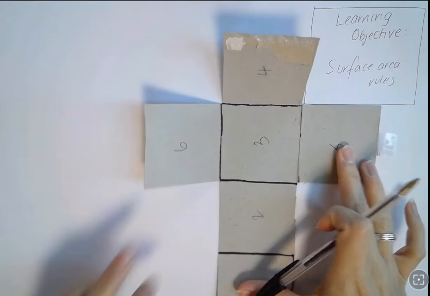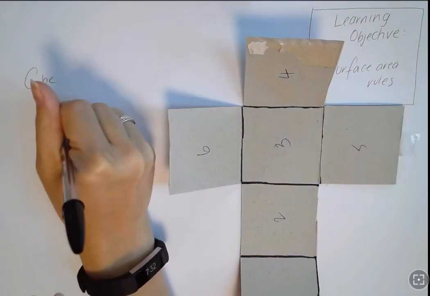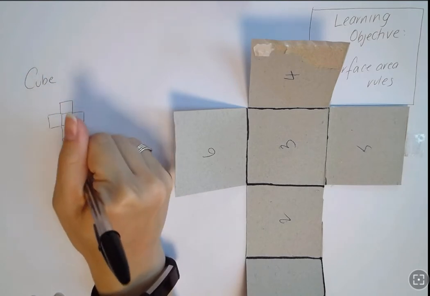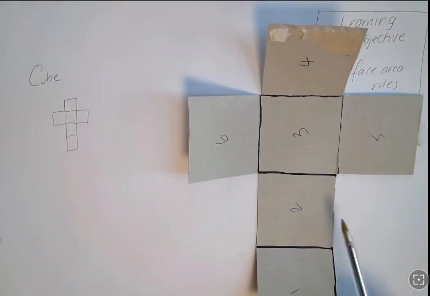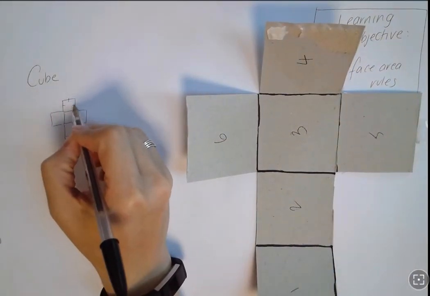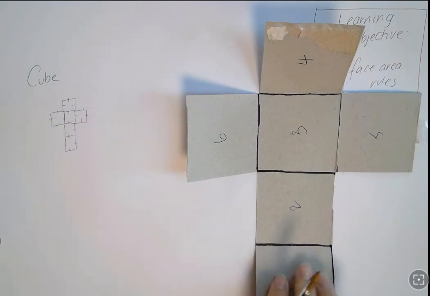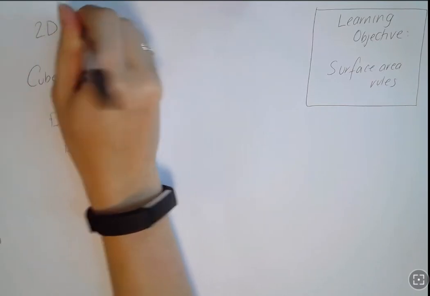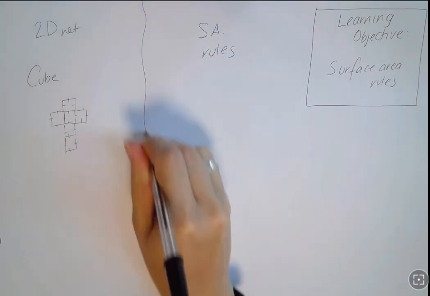we have 6 faces there. So our net of our cube looks a bit like this. If I had to do a rough sketch, we've got our 6 faces there. And knowing that a cube is a 3D version of, say, a square, all of these sides are exactly the same length. Okay, so this is our 2D net, and we're going to have our surface area rules on this side.